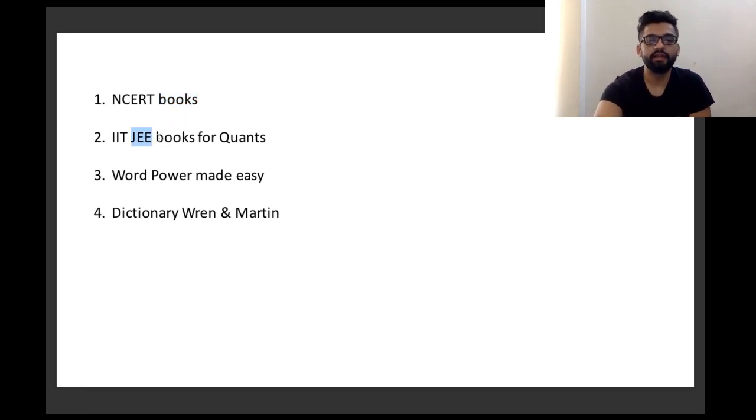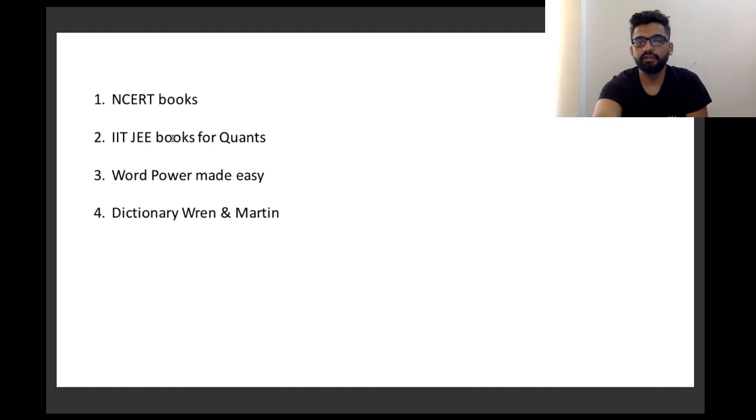Then they say that, hey, let's do IIT JEE books for quants. My quants is going to get better. Yes, it's going to get better, but this is not the level that you're looking for. IIT JEE takes like 2 years of preparation, and you cannot prepare for the exam that you're preparing for here in just 8-9 months using IIT JEE books. Someone who is not an engineer, right, will not understand what is going on there.